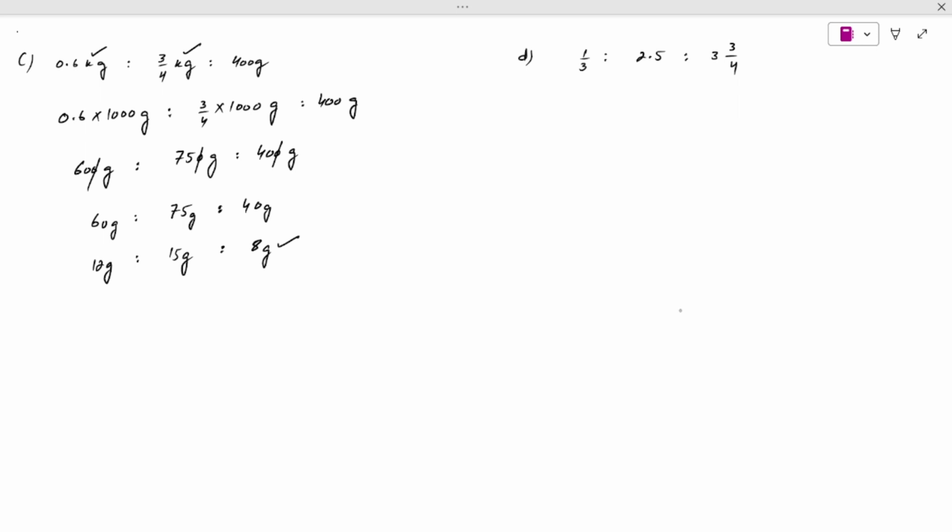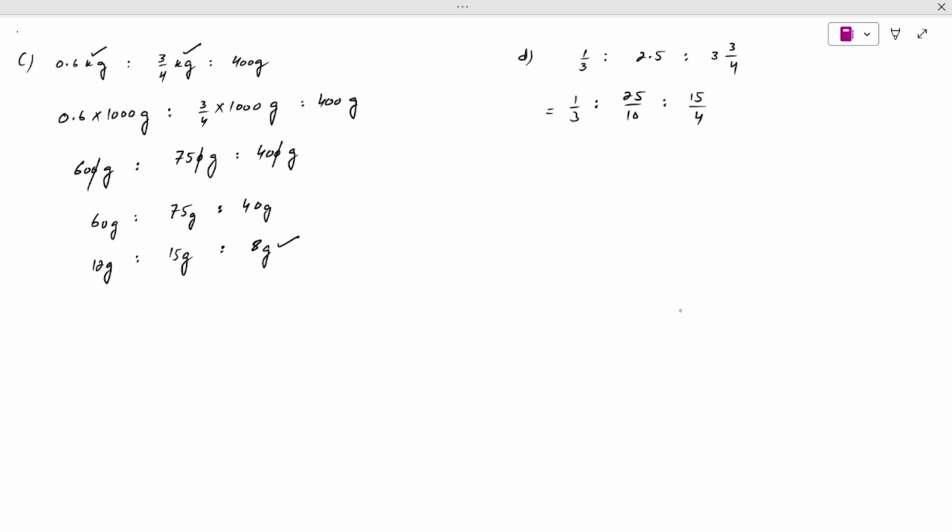Now let us solve the part D of this question, and the part D is 1 over 3 ratio 2.5 ratio 3 into 3 over 4. So converting this ratio, we can write it as 1 over 3 ratio 25 over 10 ratio, 4 threes are 12 plus 3, 15 over 4.